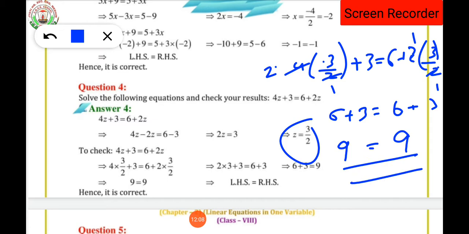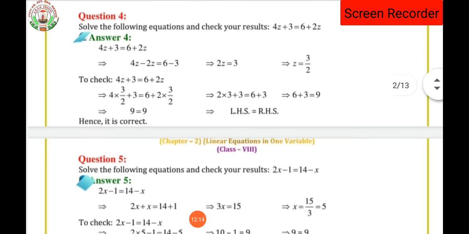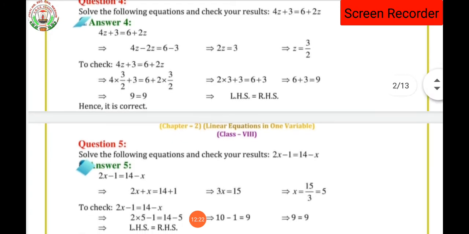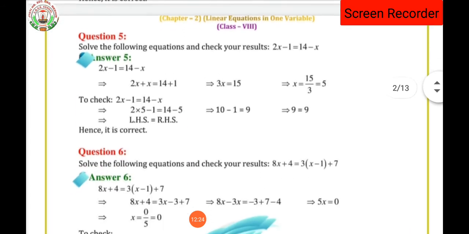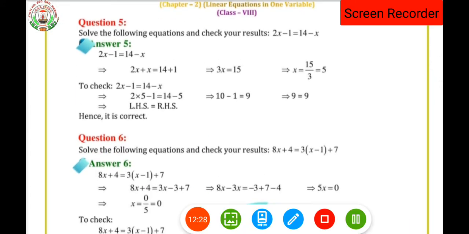So here we can see that LHS and RHS both are coming same. Hence we can verify our equation, z is equals to 3 upon 2 is the correct result for the equation 4z plus 3 is equals to 6 plus 2z. Clear everyone? Now let's see the fifth part. The fifth part is again a simple one.